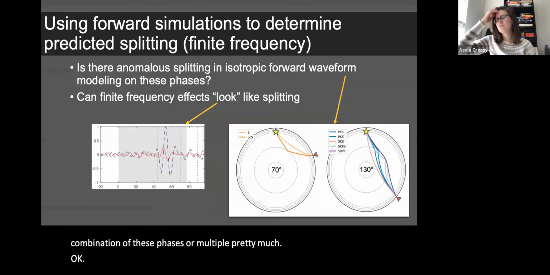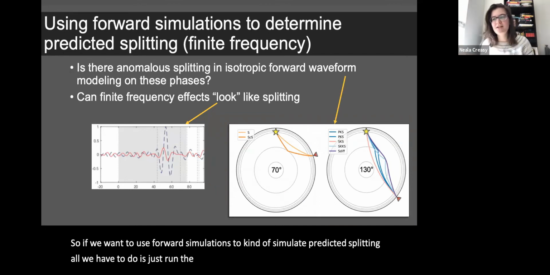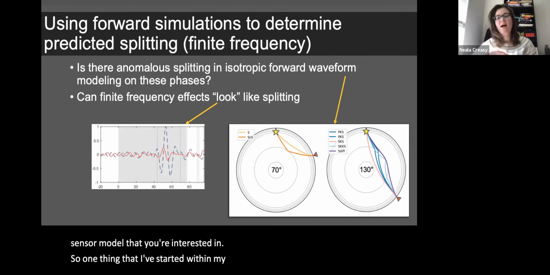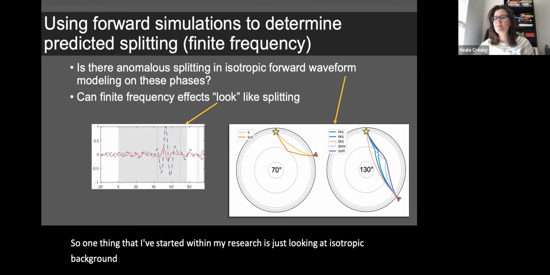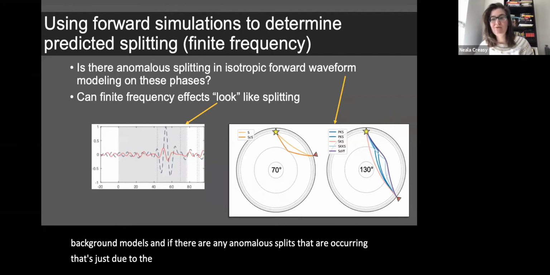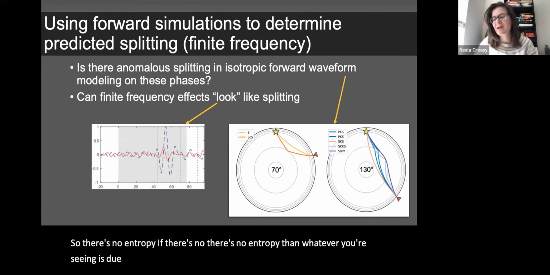So if we want to use forward simulations to simulate predicted splitting, all we have to do is run the forward simulation and input any elastic tensor model that you're interested in. One thing that I've started with in my research is looking at isotropic background models. If there are any anomalous splits occurring, that's just due to heterogeneity or crustal effects or finite frequency effects. So, there's no anisotropy. If there's no anisotropy, then whatever you're seeing is due to these anomalous effects.